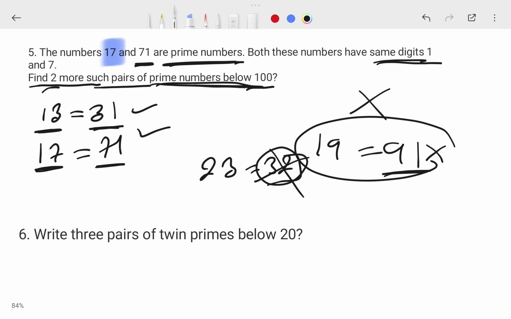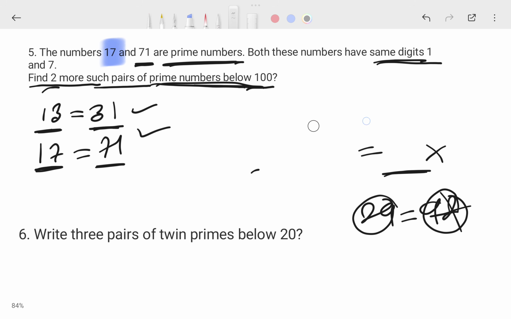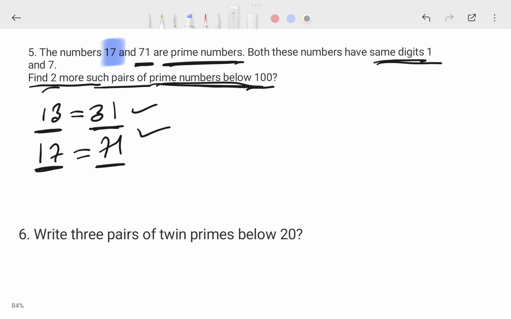Now like that, if you go to 29, 29 is a prime number. If you reverse 29, it becomes 92. Is 92 a prime number? It is not prime because it has more than 2 factors. So we have to think about the number. Like 37, if you reverse 37, it becomes 73. 37 is also prime. 73 is also prime.